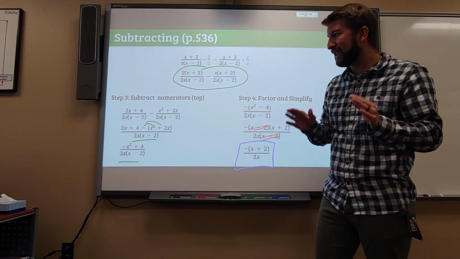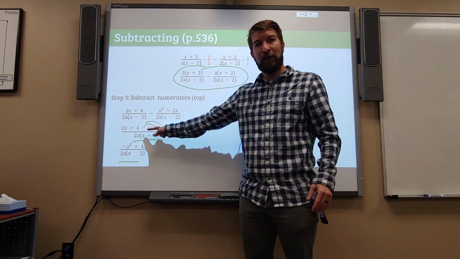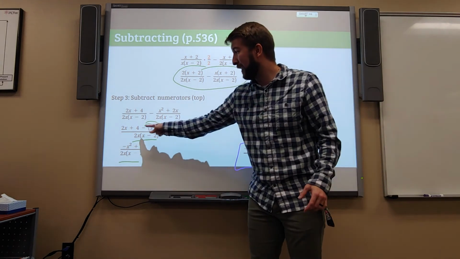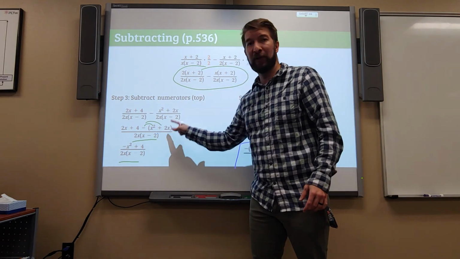So it's basically the same step, except when you get to step 3, you got to subtract the numerators, and you got to make sure that that negative sign carries over to both of those things.